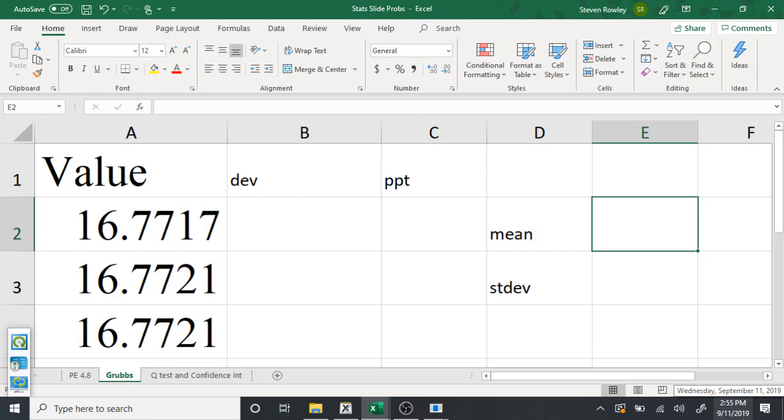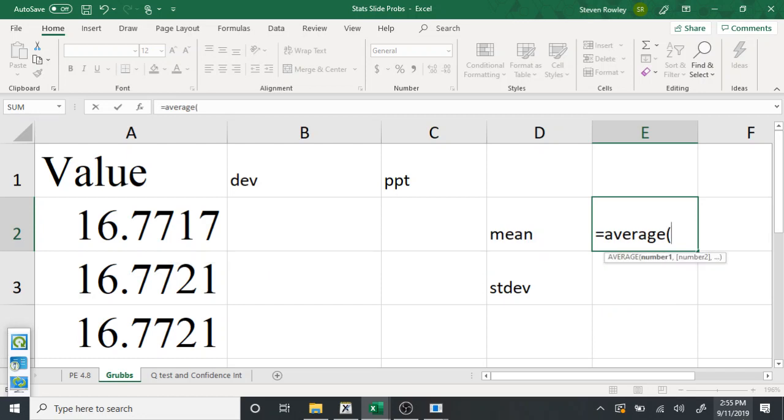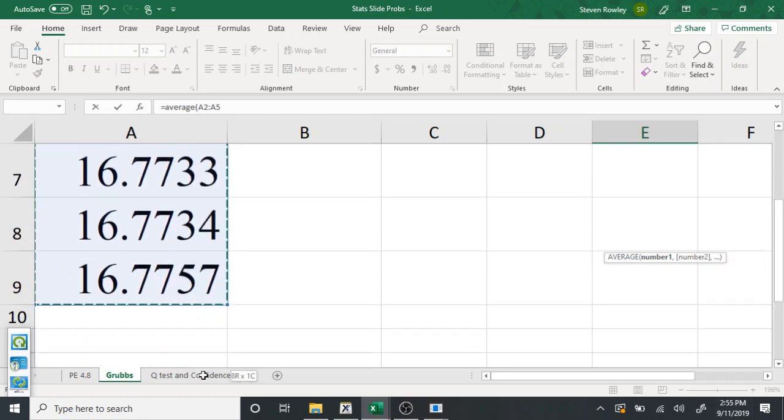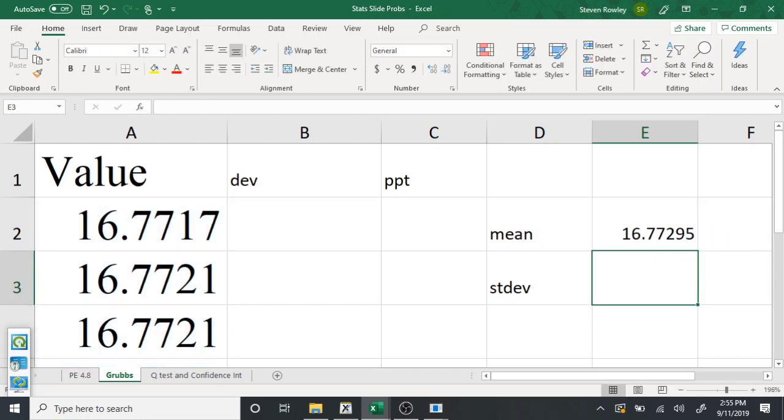So we go equals average, open parentheses, and again, the easiest way to do this is just to start at your data and select through the data that you want to take the average of. Just goes in there automatically. Then I can close parentheses. There's my average.